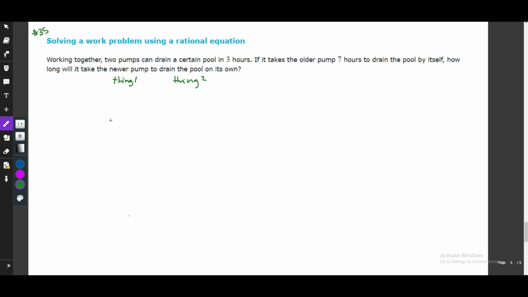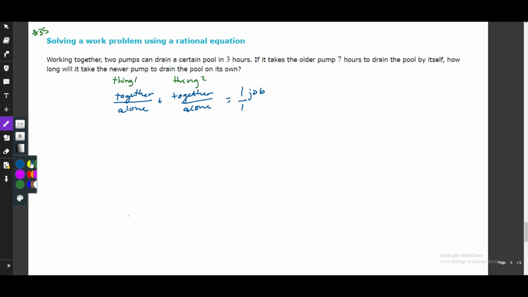And then the formula that I have is together over alone plus together over alone equals one job. And since it's just one job, since I have other fractions, I'm going to make everything a fraction.